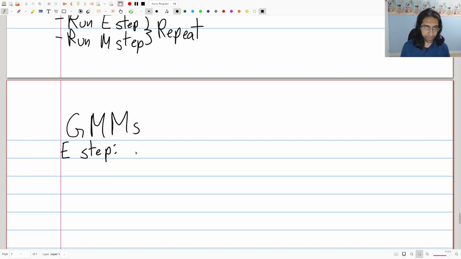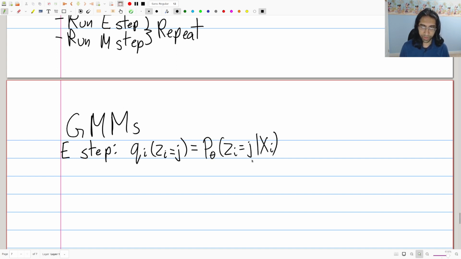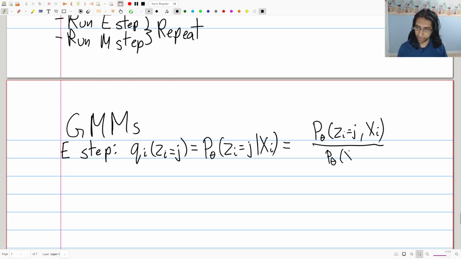The E step is not too bad. So remember what the E step says is that we assign these Q_i, that is the distribution of Z_i, we just define it to be the following: P_theta of Z_i equals j given x_i. This is essentially the same thing that we wrote above. And we can simplify this a little bit more before we use the fact that this is a GMM. So what we can do is P_theta of Z_i equals j and x_i divided by P_theta of x_i. This is just using a similar probability fact that we've used before.